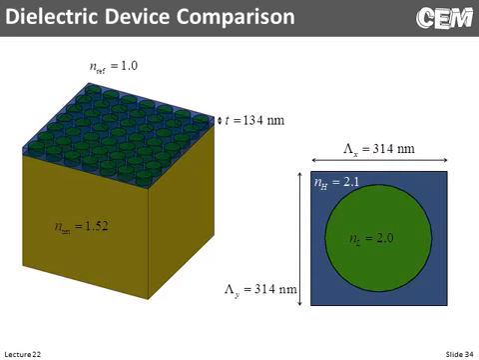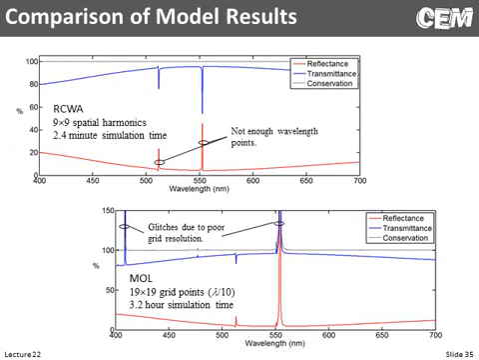So right away, we're going to expect that rigorous coupled wave analysis is probably the better way to model this device. That doesn't mean we can't use method of lines. It doesn't mean we can't use any number of methods. But rigorous coupled wave analysis is probably the best for this. But let's look at our results. So this top plot was obtained using rigorous coupled wave analysis, and I used 9 by 9 spatial harmonics. That's about where the method begins to converge. And it took almost 2.5 minutes to simulate this.